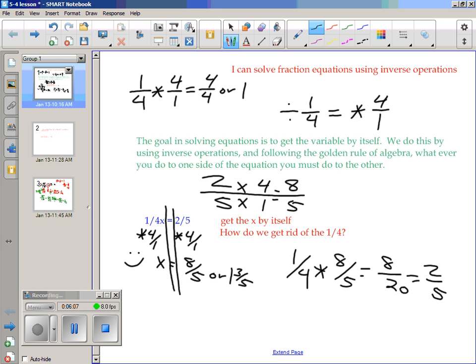That's the greatest thing about equations, is that we can check our solution in the problem, which I just did up here. 1/4 times x. X is 8/5. 1/4 times 8/5. I got 2/5. That's what they want me to have. I know it's right. Okay?